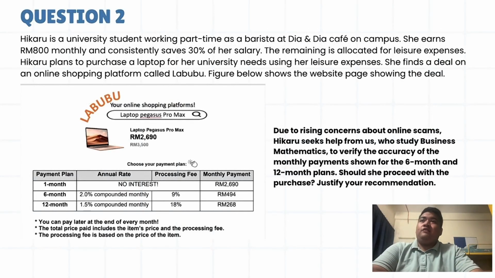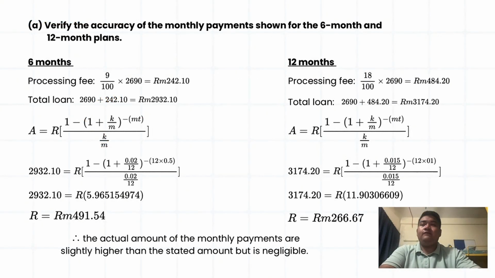Okay, let's start answering question number 2. Please pause the video if you wish to read the question. I have divided the question into 2 parts so we can answer it easily. The first part is to verify the accuracy of the monthly payment shown for the 6 and 12-month plans. For the 6-month plan, we know the processing fee is 9% based on the original price. To get the total loan, we add the original price of the laptop and the processing fee, and we get the amount 2,932 ringgit and 10 cents.